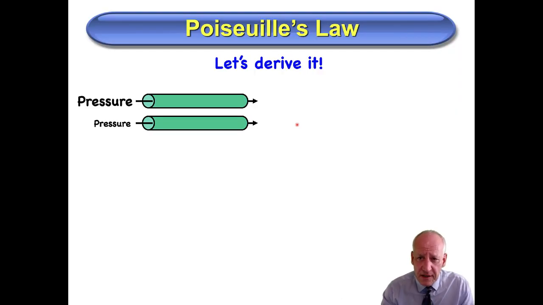Poiseuille was a brilliant experimentalist, but I think we can derive Poiseuille's law just from basic intuition. We have a pairing of two identical tubes, one with a larger pressure. Which tube will have the greater flow? Well, it's pretty obvious. This top tube, right?